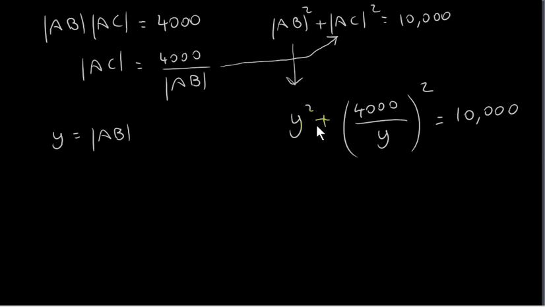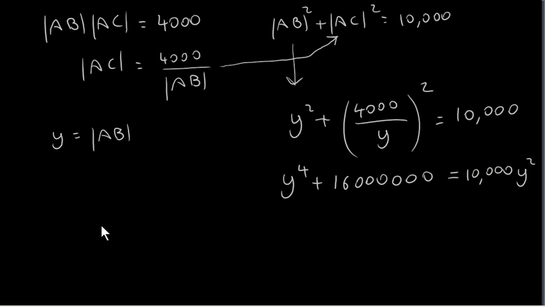Now let's multiply across by y squared, because we're going to get a y squared in the denominator. Y squared times y squared is y to the power of 4. And y squared cancels here. We have 4,000 squared on top. That's 16 with 6 zeros, 16 million. And multiplying the right hand side by y squared gives us 10,000 y squared. So just multiply across by y squared. Now this is a quartic equation, but a quartic equation can be transformed into a quadratic equation.